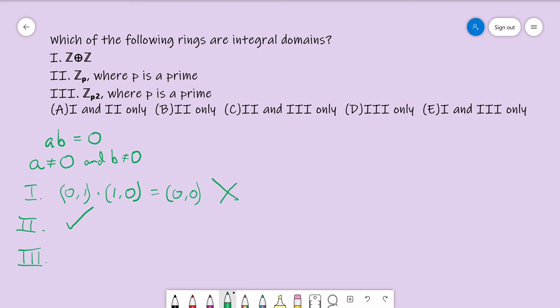And 3, Z p squared, where p is a prime. This will not be an integral domain because, if we take, for example, let's say p equals 2, then if we look at Z4, this would be Z p squared, then we can see that 2 times 2 is equal to 0, and neither of the 2s is 0, so this would not work. So our answer is 2 only.